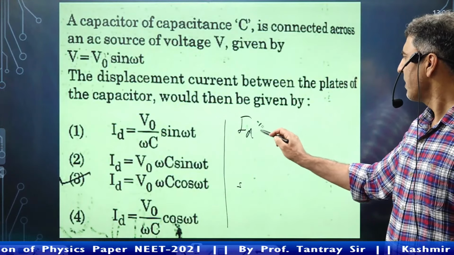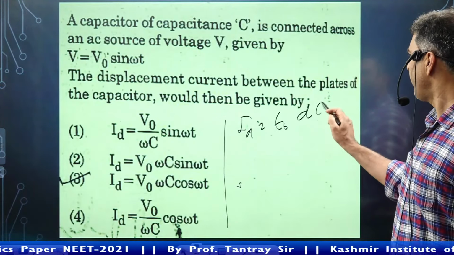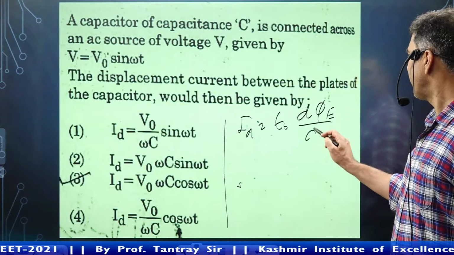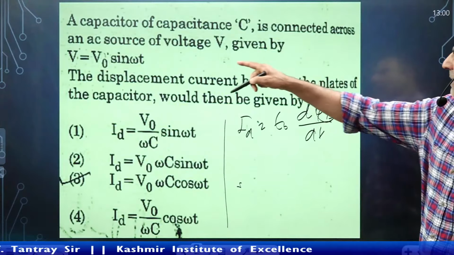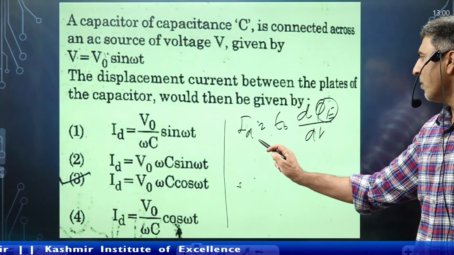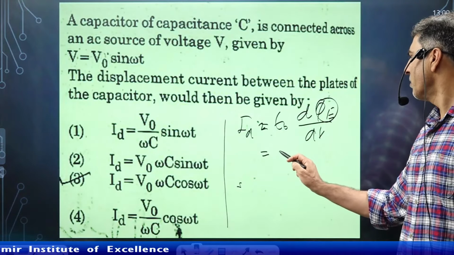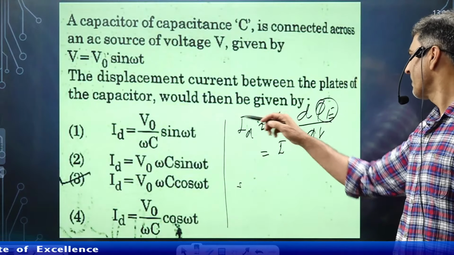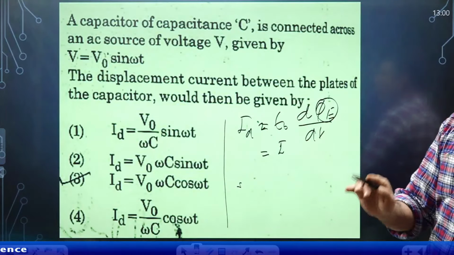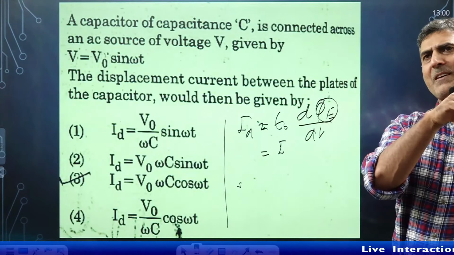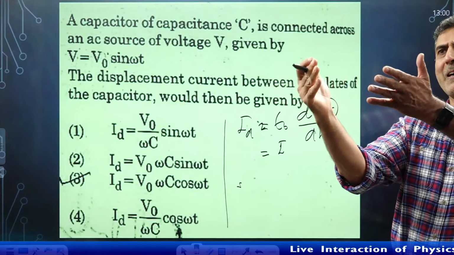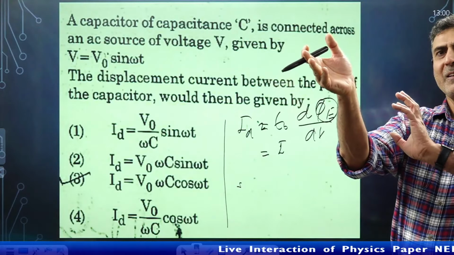Displacement current is, you see, epsilon 0 d phi E by dt. That is, this is electric flux. But there's nothing like electric flux given there. So you can use this: displacement current is always equal to conduction current in the circuit. Conduction current is outside the capacitor, and inside the capacitor there is displacement current. They have to be equal in every situation.